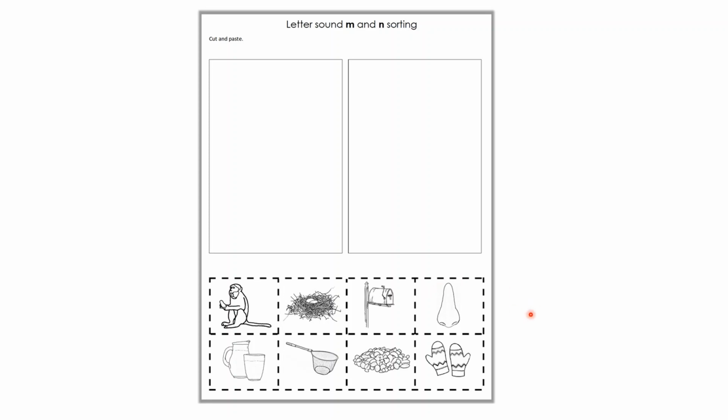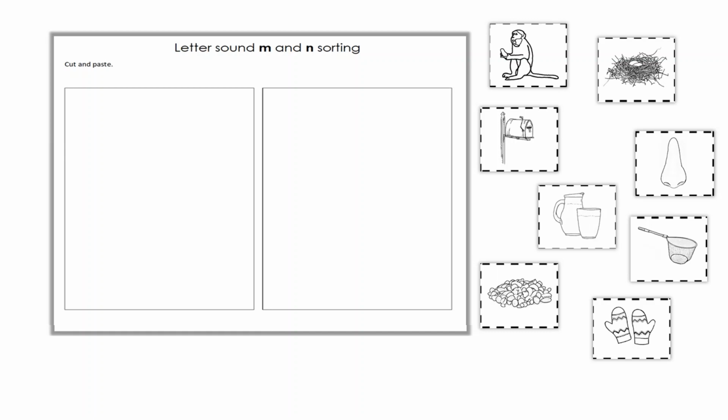Do you have this worksheet with you? You are going to cut this worksheet around the dotted line, and when you are done cutting, pick all the pieces next to you. Are you done cutting all the pieces? You can move on to next one.